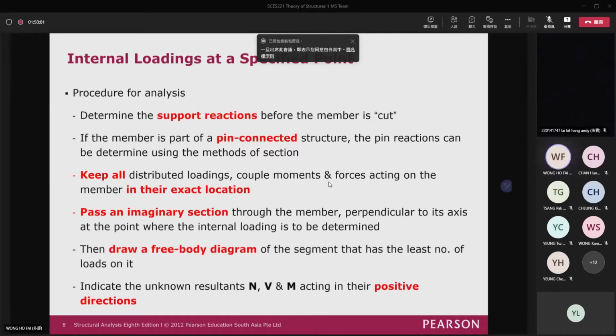At the section where you want to find the internal force, you pass an imaginary section right there. And then we create a free body diagram at that particular section. Remember, at the section where you cut, you need to indicate the internal forces, like the normal force, the shear force, and the bending moment. Make sure that they are in their positive directions.